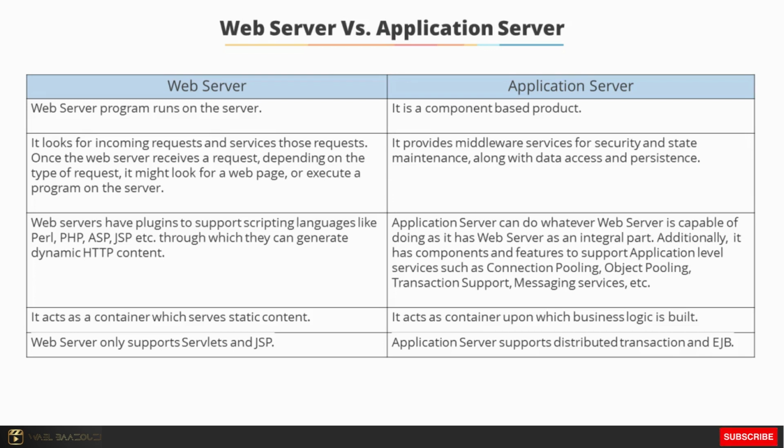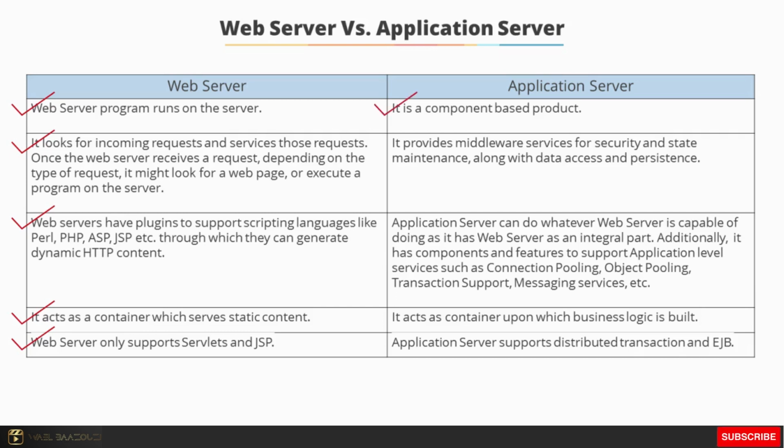Let's look at the difference between web and application server. Web server runs on the server. It looks for incoming requests and services those requests. Once the web server receives a request, depending on the type of request, it might look for a web page or execute a program. Web servers have plugins to support scripting languages like Perl, PHP, ASP, etc., and they can generate dynamic HTTP content. It acts as a container which serves static content. Web servers only support servlets and JSP.